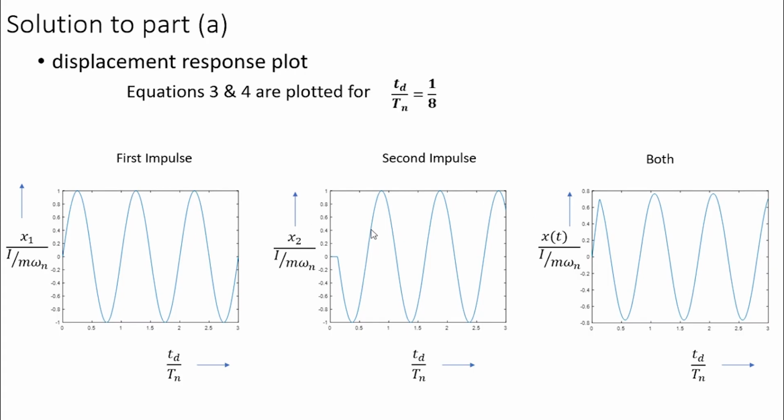So if we add these two, we will get this response. When these two get added up, the amplitude reduces. So this amplitude is only 0.8, this ratio. So that means the amplitude of this total response is less than this equivalent static response, that is I by m omega n.